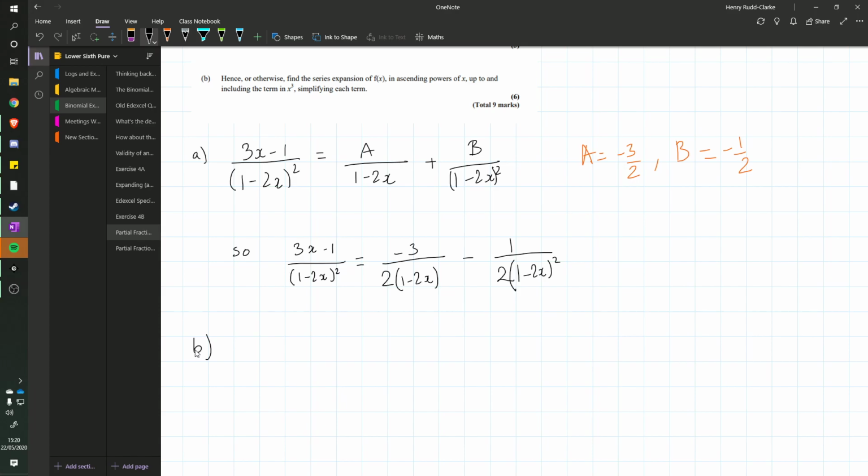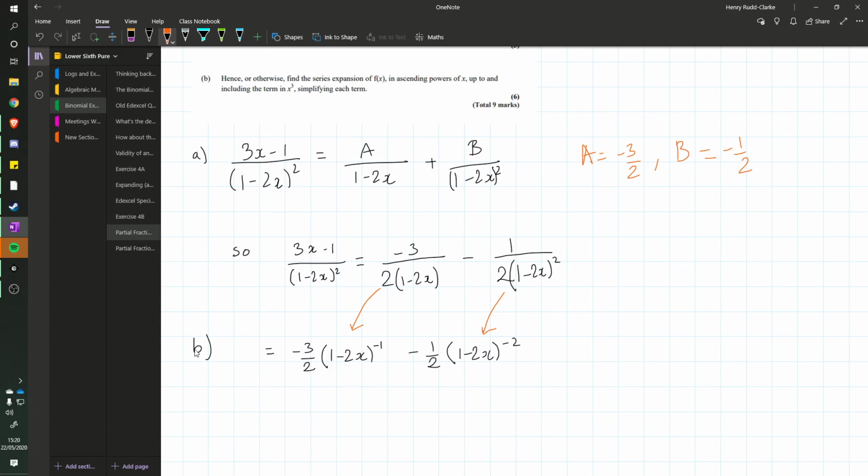so I'm going to rewrite this again, and I'm going to write it as minus 3 over 2, 1 minus 2x to the minus 1, minus a half, 1 minus 2x to the minus 2. So you can see this fraction is here and this fraction is here. So don't forget, if you apply the law of indices that 1 over a certain power is just that power negative, then you don't bring up any coefficients in the denominator as well.